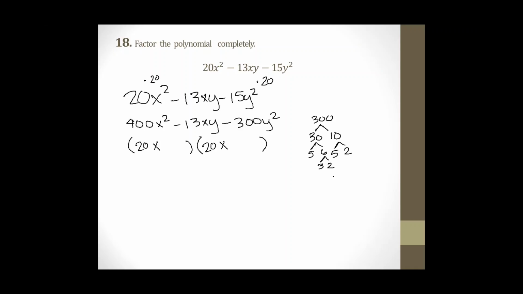All right, so anybody got one? All right, let's see. So it looks like we can use 25 and 12, but one of them will have to be negative. Because to multiply, you get a negative 300, and to add, we need to get negative 13. So we want to make the 12 negative. So we're going to put the larger number first.